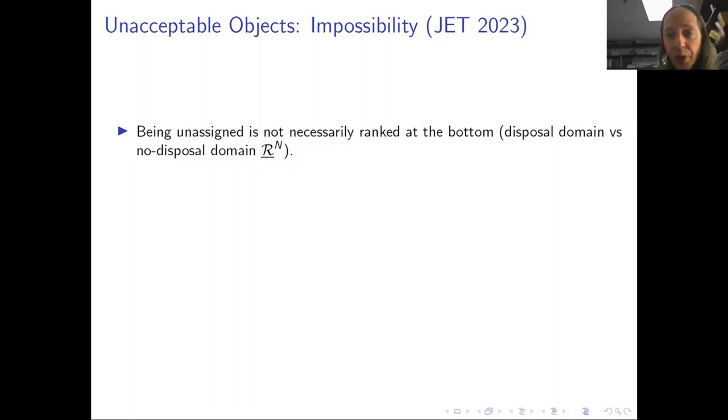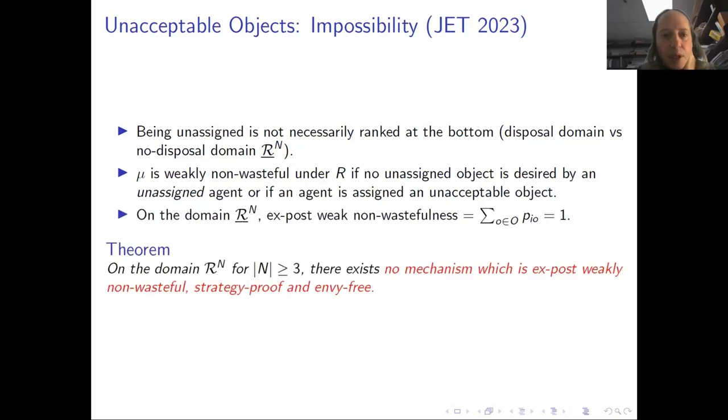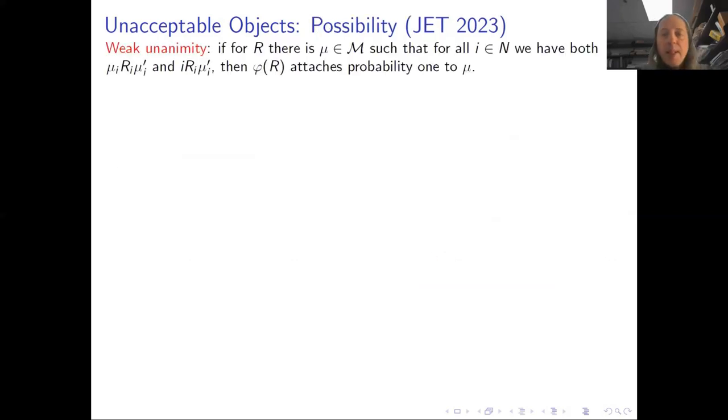And what you can also do is, you don't necessarily have being unassigned at the bottom. Being unassigned is ranked at the bottom, right? So then you have weak non-wastefulness if no unassigned object is desired by an unassigned agent. So you have an object which is not assigned, and then somebody wants it. We still get an impossibility with this weak non-wastefulness. And then at some point you get a possibility, but something even weaker.